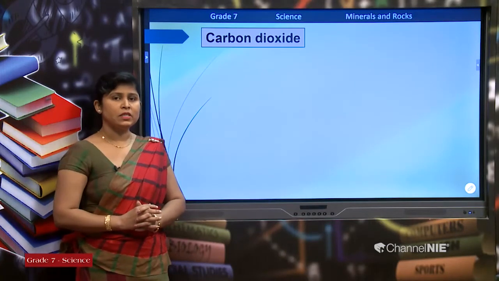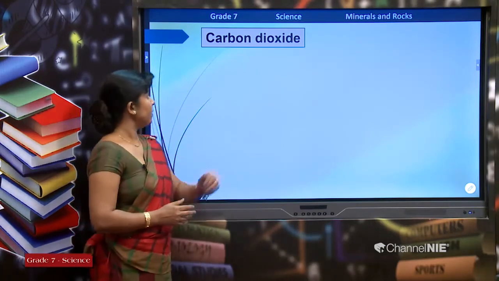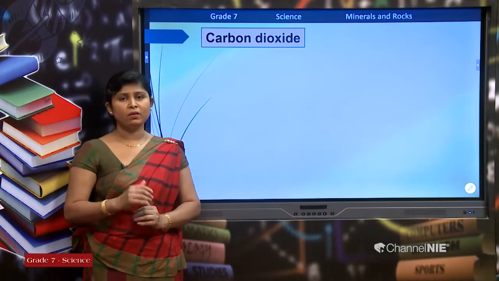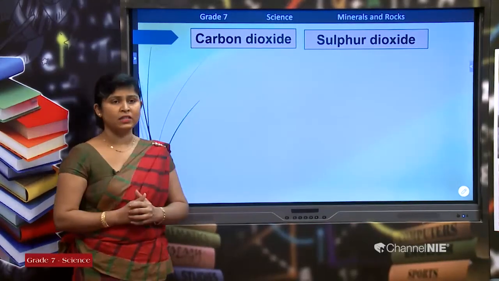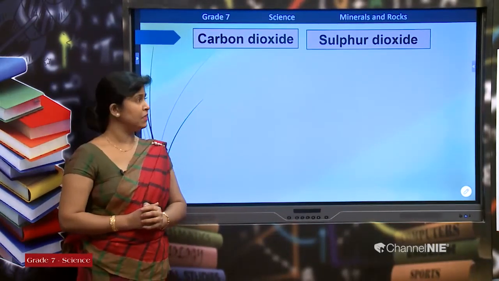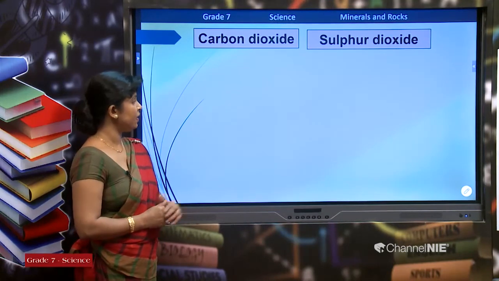Then I want to explain another thing to you. You can see there is carbon dioxide. Carbon dioxide is a gas which is naturally available in our environment. Sulphur dioxide is also a gas. Actually, it is released into the environment as a result of industries and human activities. A large amount of sulphur dioxide can be emitted to the environment, right?